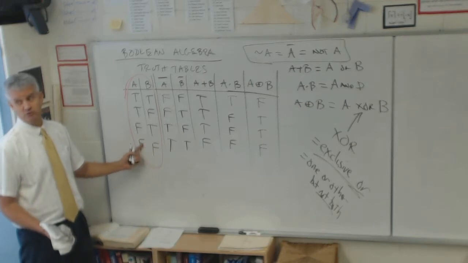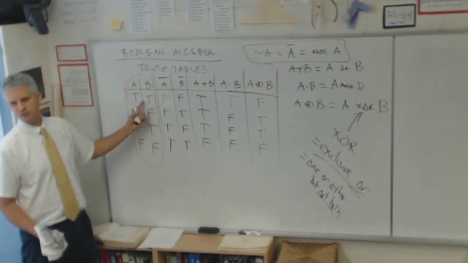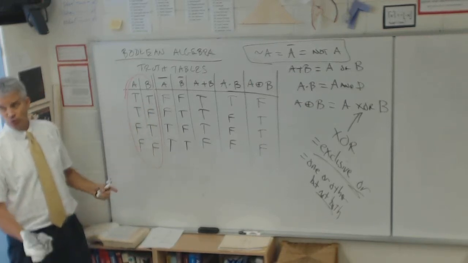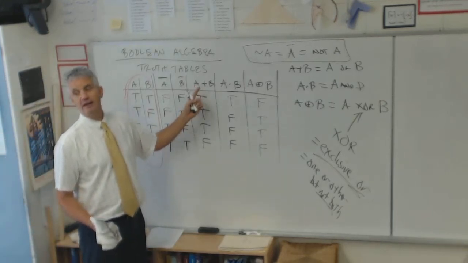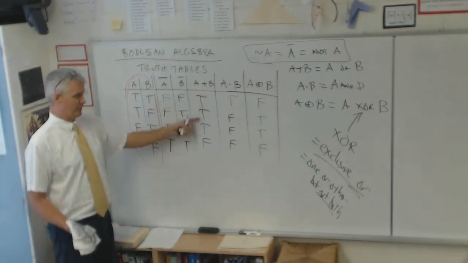We need one of them to be true. But we could have both. So that's why it was no good. So XOR is different from OR. You can't have both. Or you can have both.